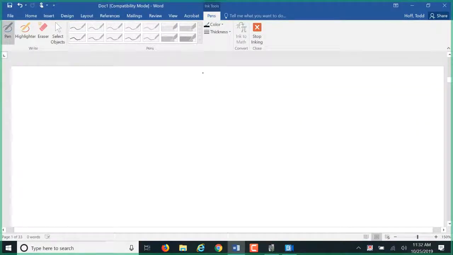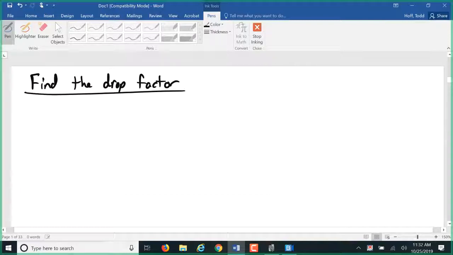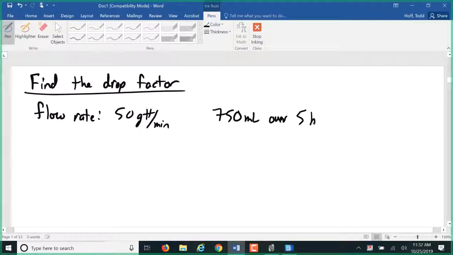Now, of course, there are other things in that formula that can be calculated. For example, let's say we have the setup, but we don't know what the drop factor of the fluid was. We need to set up the same fluid in another infuser, but we don't have the drop factor given. So let's say we do have a flow rate of 50 drops per minute. And we know that the order is 750 milliliters over 5 hours.